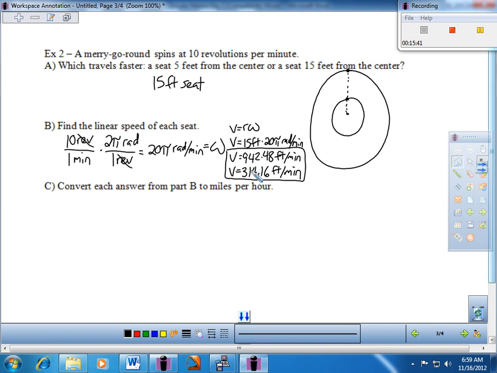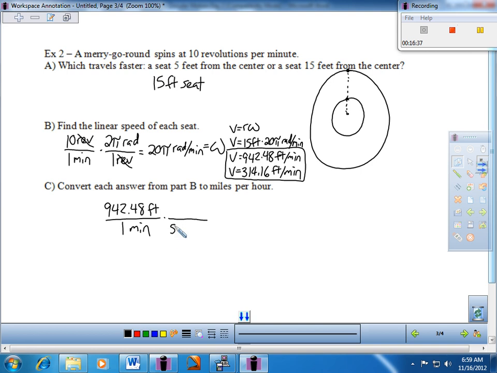Let's do part C. It says convert each answer from part B to miles per hour. So I feel like that's a better unit when we talk about speed. It just has a little more meaning. So 942, I'm going to start with that one just to give you a heads up on how that works. And then obviously you guys do whatever you need to do on the other one. But I have 942.48 feet per minute, and I want to change this to miles per hour.